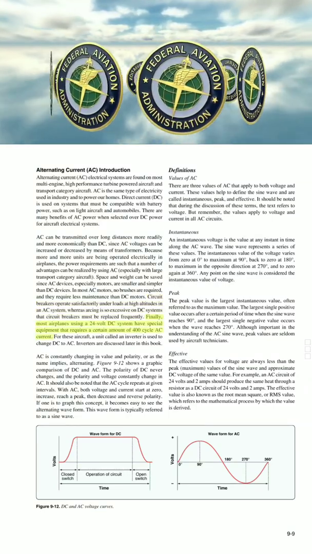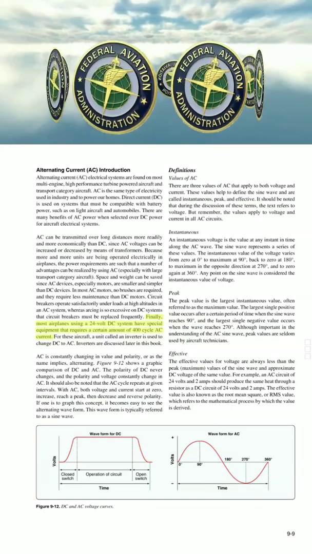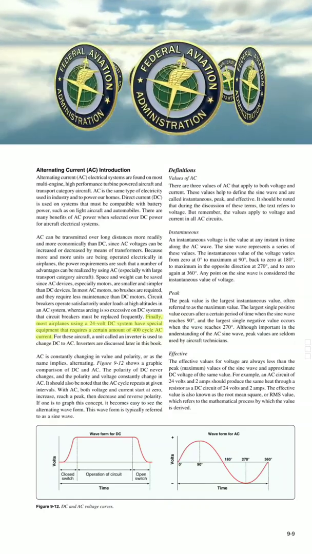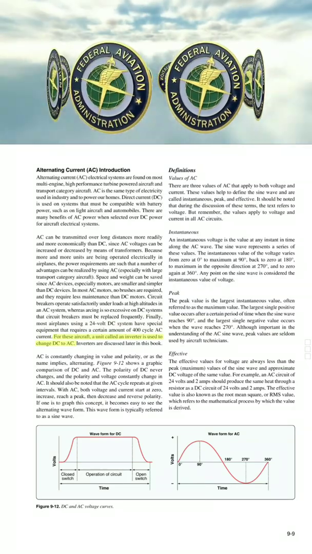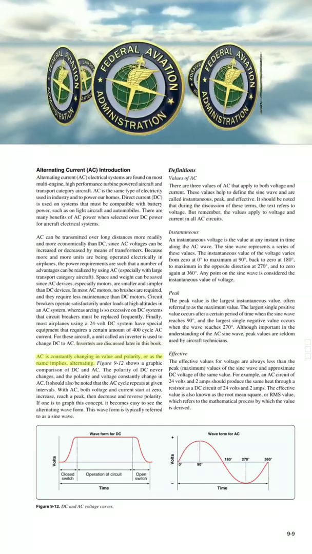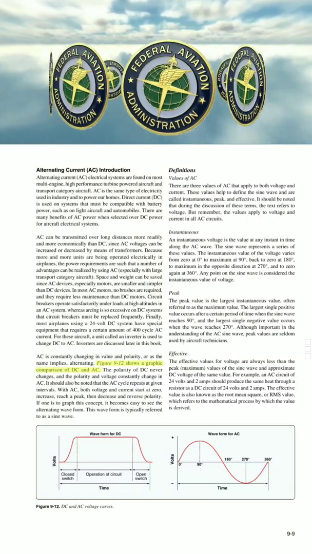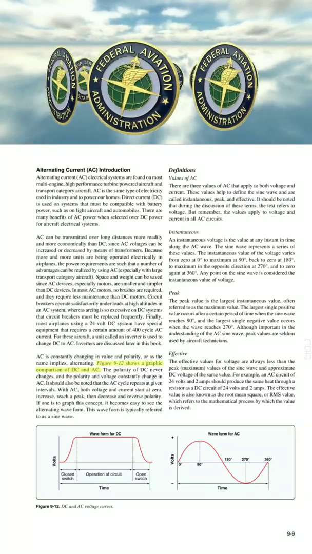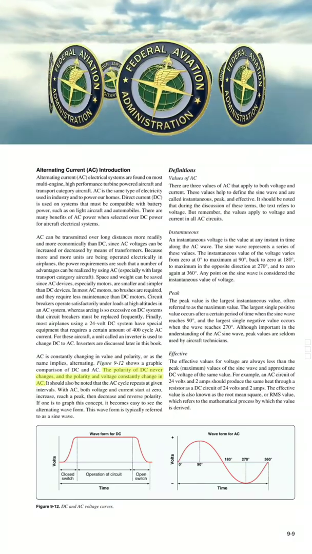Finally, most airplanes using a 24-volt DC system have special equipment that requires a certain amount of 400-cycle AC current. For these aircraft, a unit called an inverter is used to change DC to AC. Inverters are discussed later in this book. AC is constantly changing in value and polarity, or as the name implies, alternating. Figure 9-12 shows a graphic comparison of DC and AC. The polarity of DC never changes, and the polarity and voltage constantly change in AC.